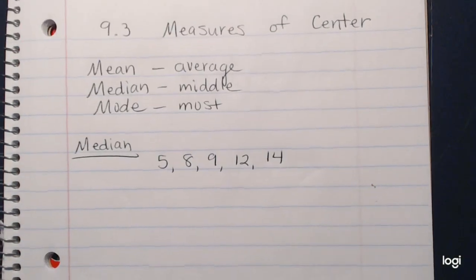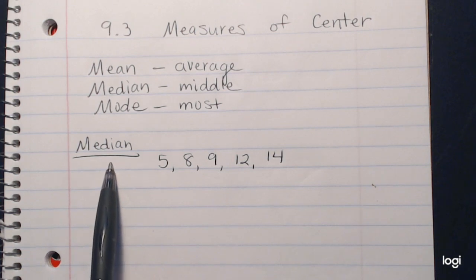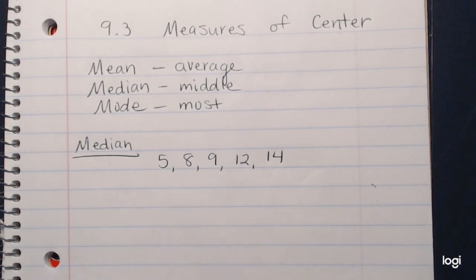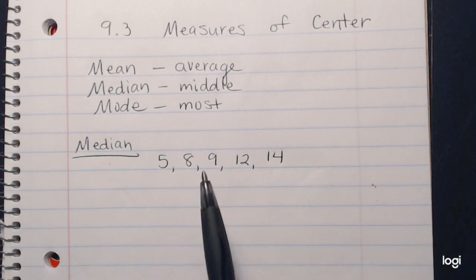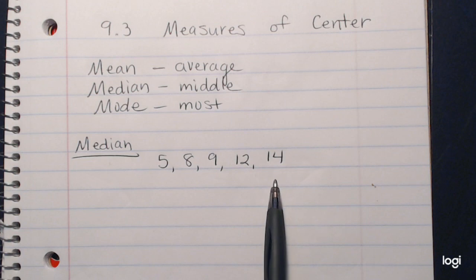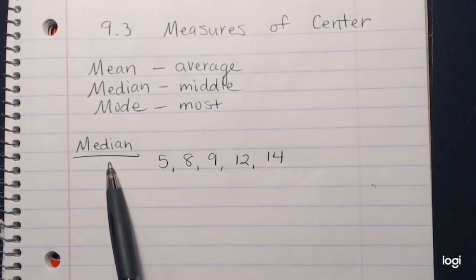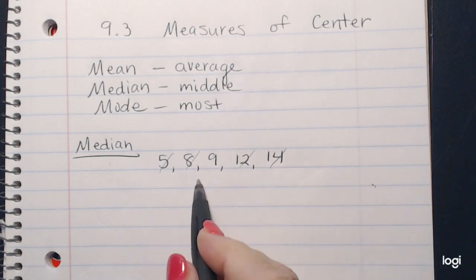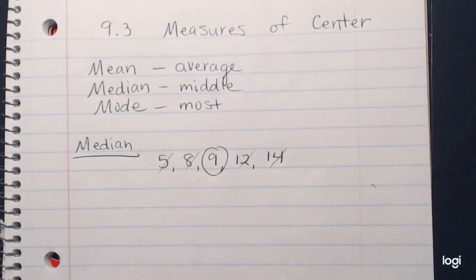All right, so the first thing I'm going to talk about is the median. If you would write down the word median, and list the numbers that I've listed here, I've already put them in order: 5, 8, 9, 12, and 14. Median would be our middle number. So as I work my way to the middle, I notice that the median is 9.